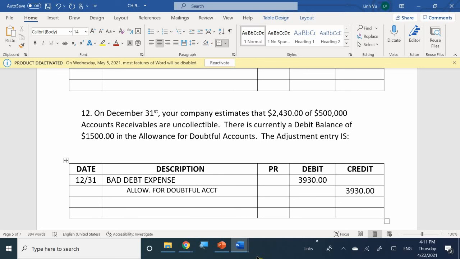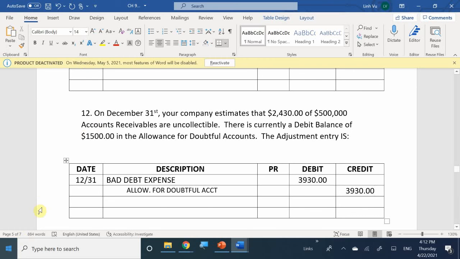3930. Okay. So in this case, we are looking at the balance sheet method once again. Because the allowance for doubtful accounts is going to appear on the balance sheet, we do care what the balance is. In this case, we have a debit balance. So again, my end goal is to be at a $2,430 credit balance in my allowance for doubtful accounts. If I have a debit balance, if I'm on the left side, how do I get to the right side? All right, so you're going to add those two numbers together.